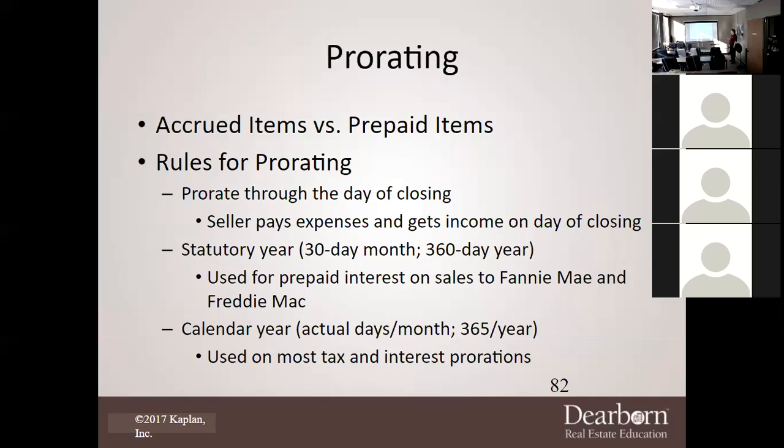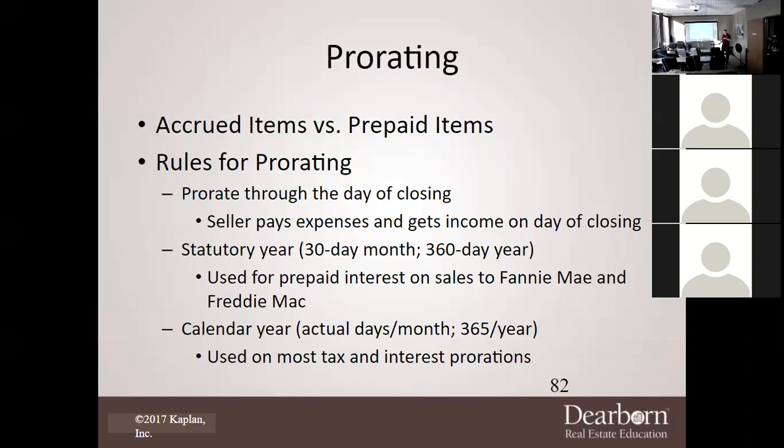Now, a statutory year uses 30-day months, or 360 days, versus the calendar year, which has the full 365 days. When you're reading through your contract and your hypothetical, make certain that you understand these differences. They may say they're in a statutory year, and if so, that's 30 days in a month. If it is a calendar year, there are 365 days, and here's the problem: you actually have to remember how many days are in each month.